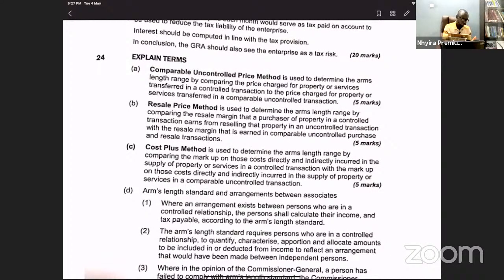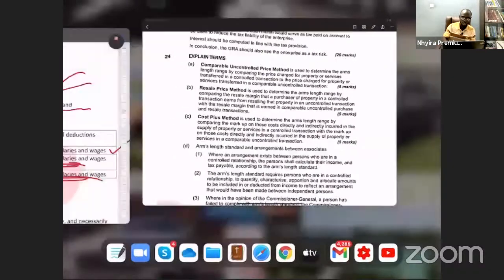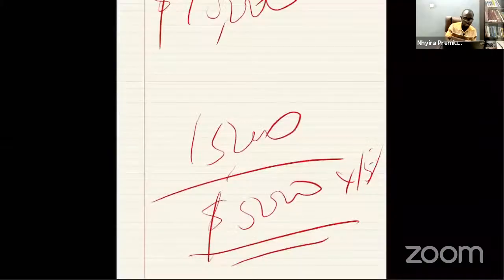Transactional net profit margin method. Now, this has to do with where you are looking at the net profits that you are making. So this is the concept. We are looking at the net profit that we will make. Let me pull up the slide here.